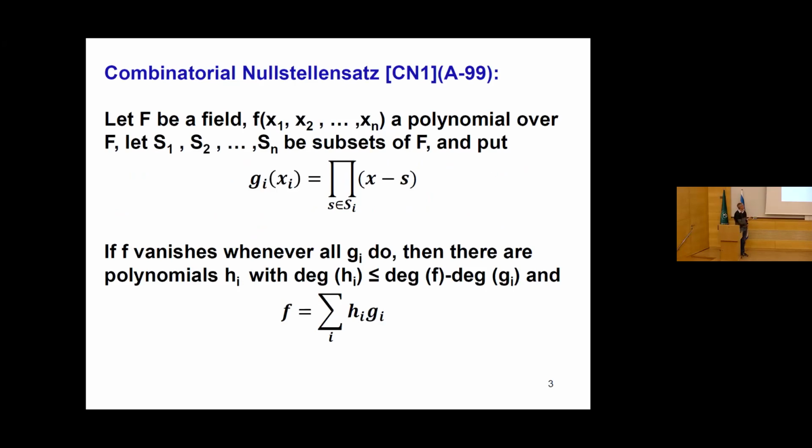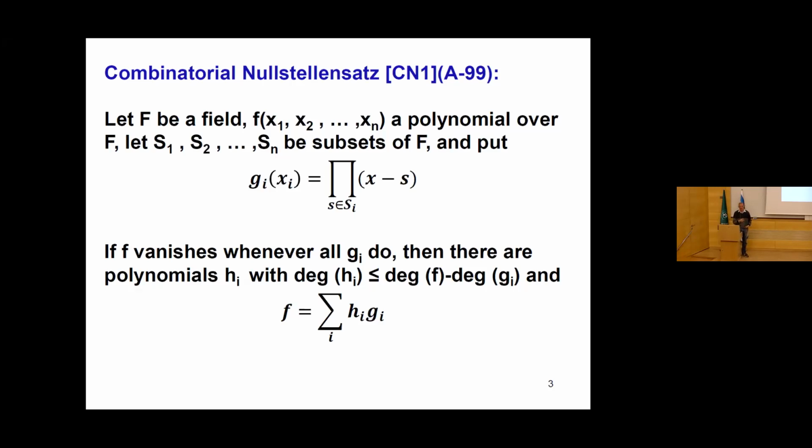Now, if f vanishes whenever all the gi do, so this is just a complicated way, if you want, to say that f vanishes over the box S1 times S2 times and so on times Sn, but it's written this way to see that this is really a case of Hilbert's Nullstellensatz. Then f itself, and not a power of f here, is a linear combination with polynomial coefficients of the gi.